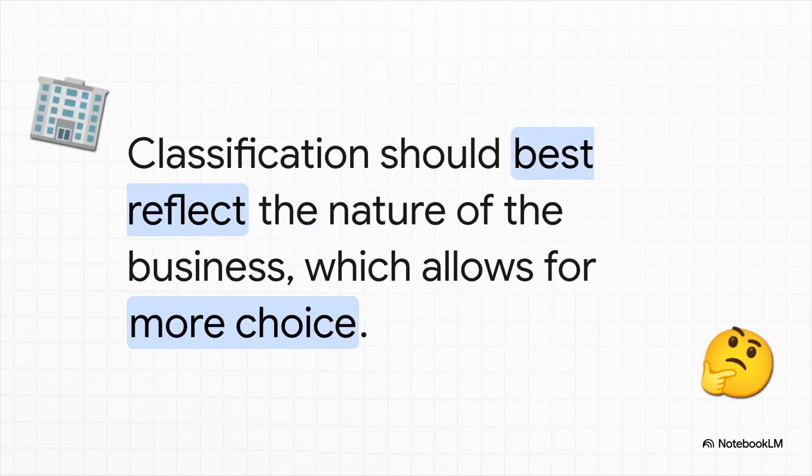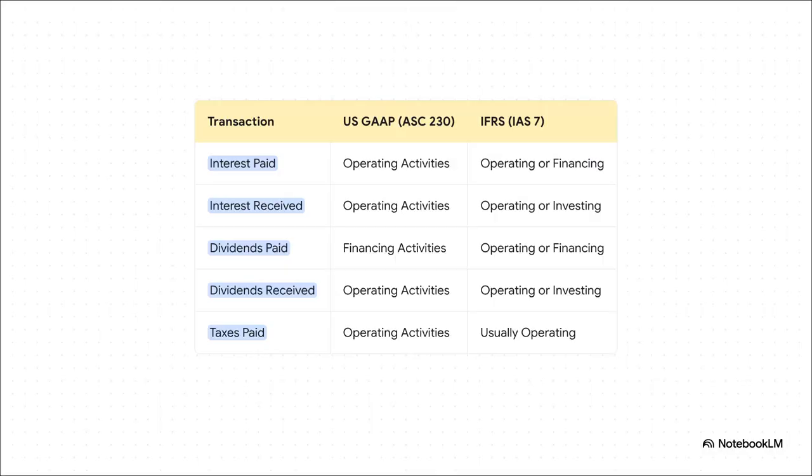IFRS, on the other hand, gives companies choices. It argues that, for example, interest paid could be a financing activity for one company, but, say, for a bank, it's totally an operating activity. IFRS lets you make the choice that best reflects the reality of your business. And this table just brilliantly illustrates that core conflict. Just look at all the OR options that IFRS gives you. These are the crucial points of difference you need to memorize. For real, this is a hotspot for exam questions.